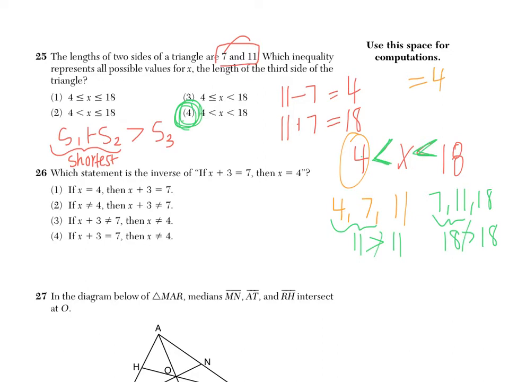Number 26 says which statement is the inverse of if x plus 3 equals 7, then x equals 4. Now inverse simply means to put the word not in there. But because we're dealing with an algebraic expression, meaning algebra, we actually would change any equal signs to not equal. Kind of like sticking the word not in there, we just cross through them. So if x plus 3 is not equal to 7, then x is not equal to 4. So that would be choice 3.